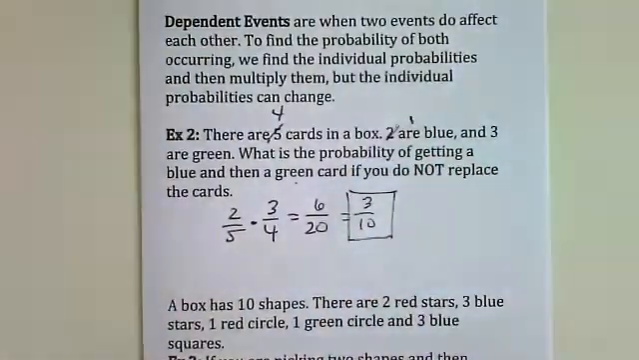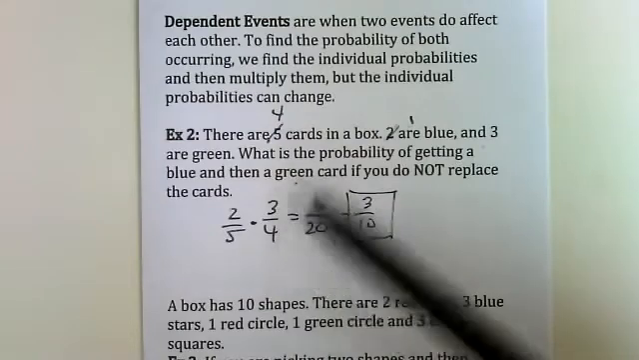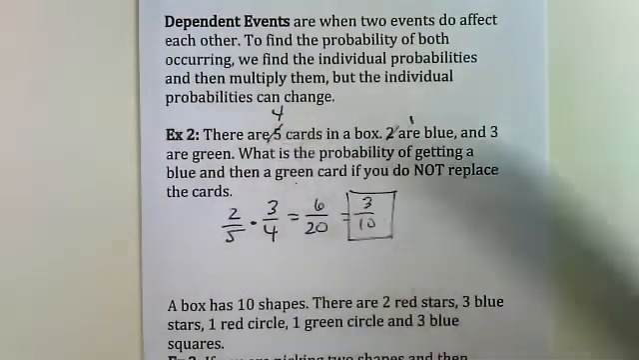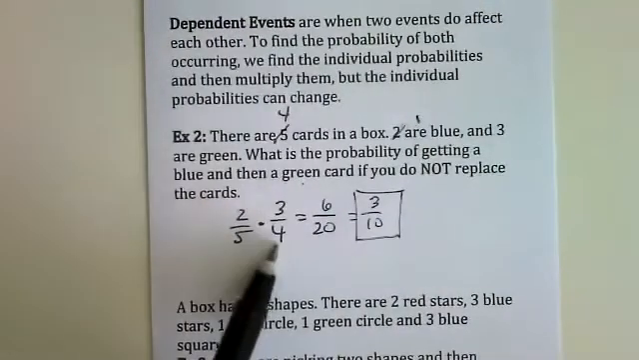Okay. So again, like for most of these, we just have to think through what's happening. If I'm not putting something back, that means that there's not 5 cards for me to pick from anymore. There's 4 cards because I took one of them out. And then I'm just multiplying them together because I want this to happen and then this to happen. So I multiply straight across.